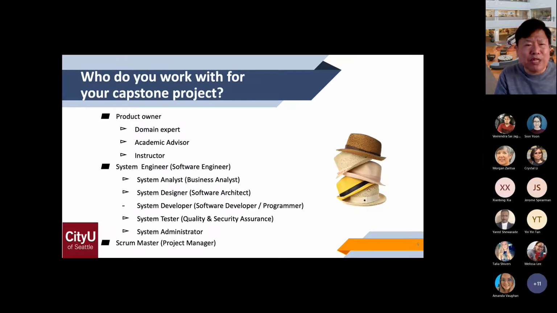So who do you work with for your capstone project? Many students misunderstood a capstone as just by yourself. No, your roles are very different. You have to find a specific domain problem. You will be product owner, or you can bring some advice. Oh, this faculty is very good at AI or data science, or your instructor is also product owner. We want to see what you have done.